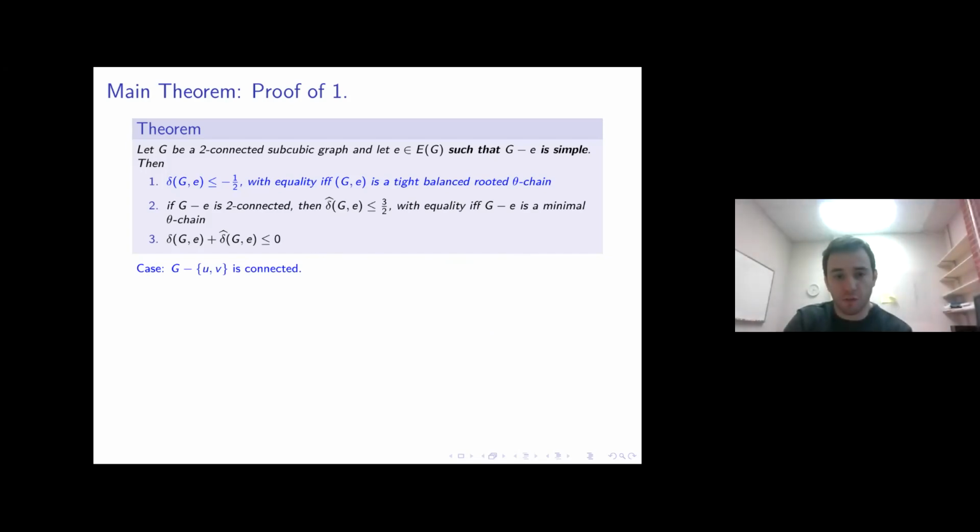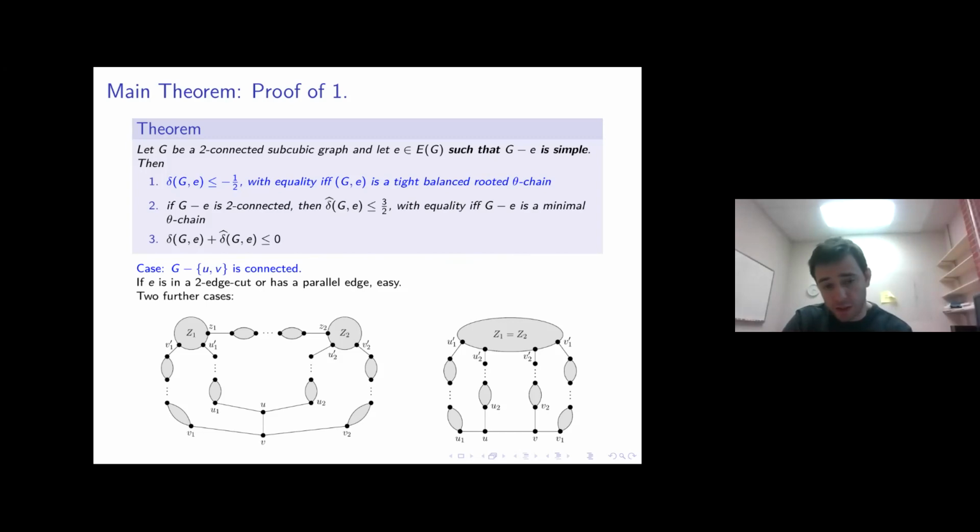The other case, if G minus UV is connected, that's a little harder. This splits into multiple cases. If E is in a 2-edge cut or has a parallel edge, it's easy. It works in the straightforward way how you would imagine it would work out. And if it's not, you have to delete UV and look into what the block decomposition of the remaining graph is. There's two cases. Either the block decomposition has two vertices of degree 3, which we'll label Z1 and Z2, or it doesn't, in which case it has one of degree 4, which is C1 equal to Z2, and then you have to do a lot more work.